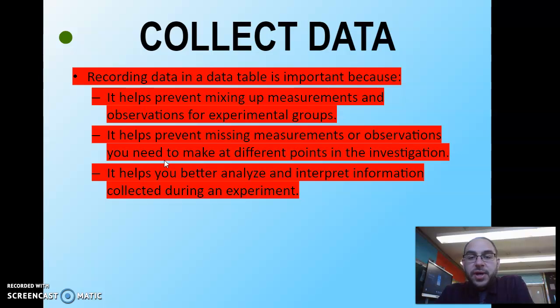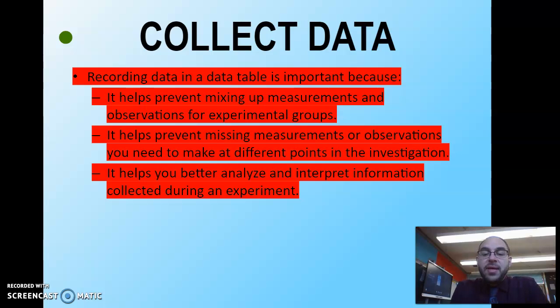Okay. So, recording data in a table is important because it helps prevent mixing up measurements and observations for experimental groups. We need to have organized data. It's so important that everything be organized because otherwise our data is not going to be reliable or valid. We won't be able to reuse the experiment. It helps us prevent missing measurements or observations you need to make at different points in the investigation.